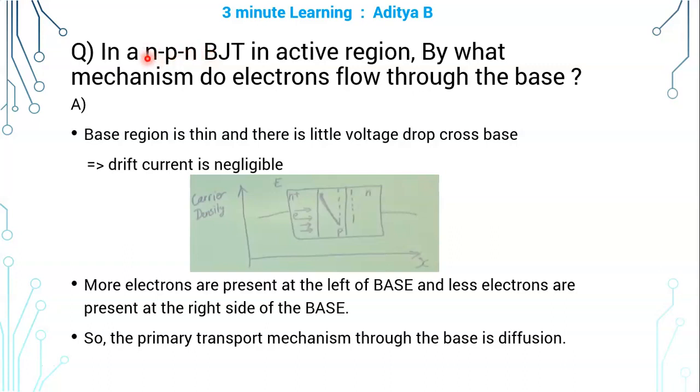As the emitter is of N type, the majority carriers are electrons which flow to the collector, that is, these electrons emitted by the emitter are collected by the collector by flowing through the base.